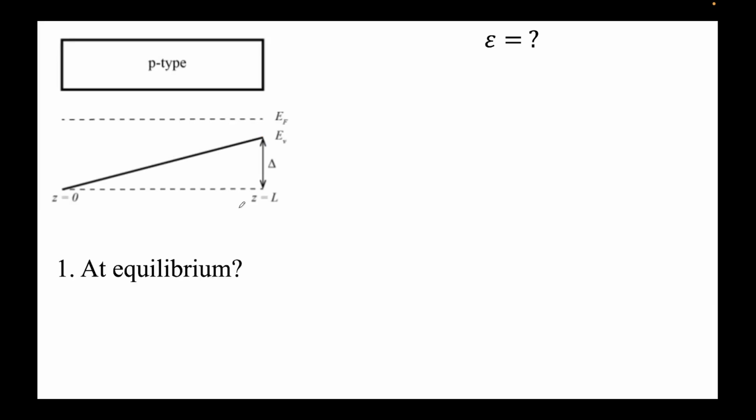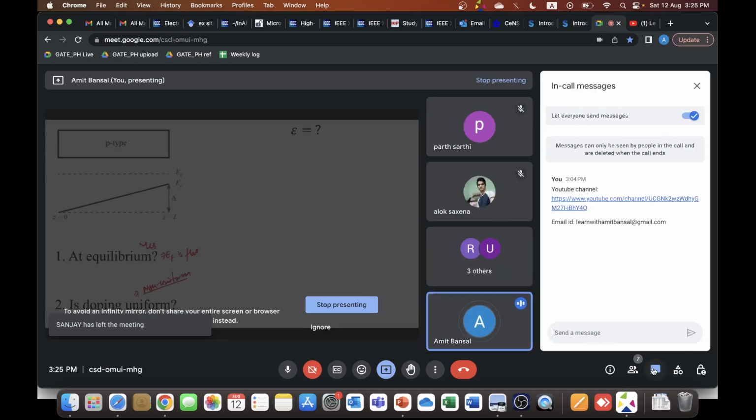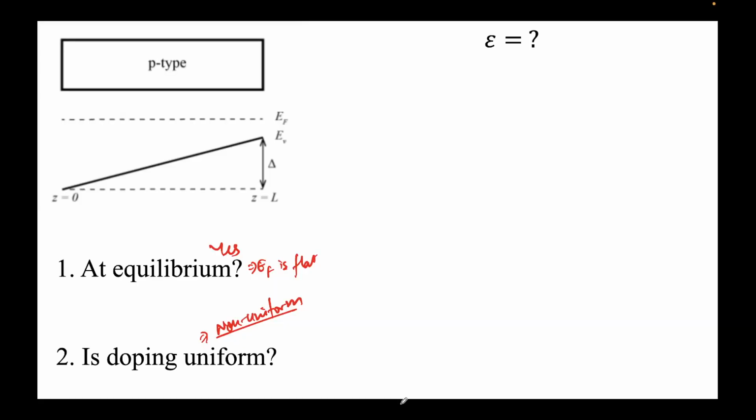We need to find the electric field here. So again, as the question says, is it at equilibrium? Yes, it's at equilibrium. Why? Because we saw that EF is flat. Second, is doping uniform? The question says that doping is non-uniform. Why am I writing these questions even though the question itself said that? Because whenever you encounter such problems, always ask yourself these two things. Whenever you see any band diagram in which you see a slope, just be careful. Ask yourself these two questions and then you will be in a better position to approach the problem.